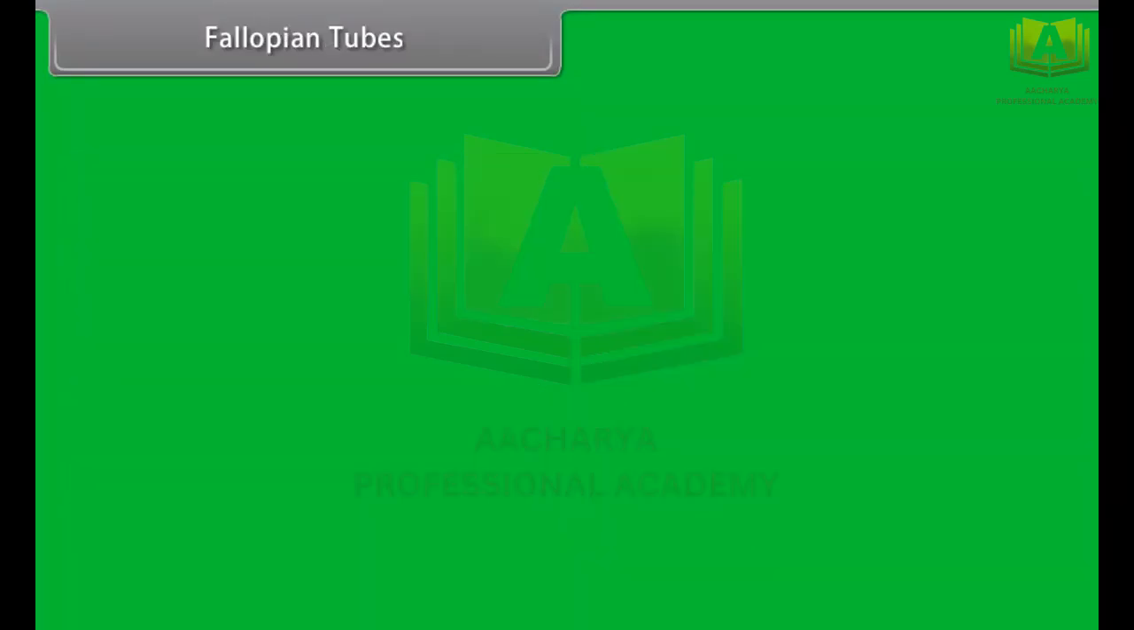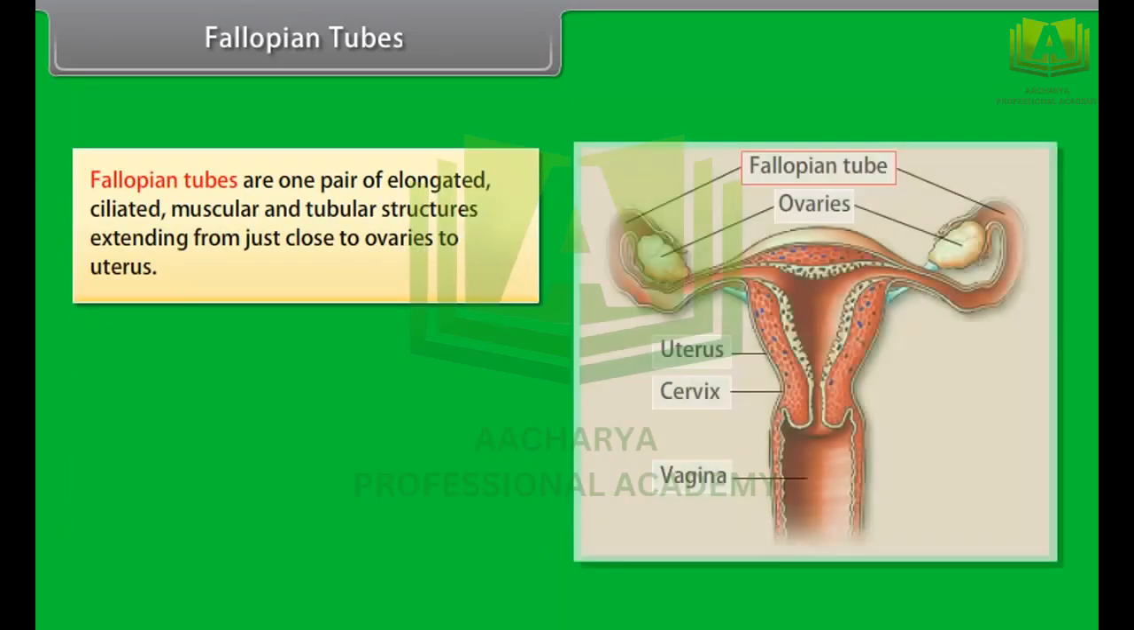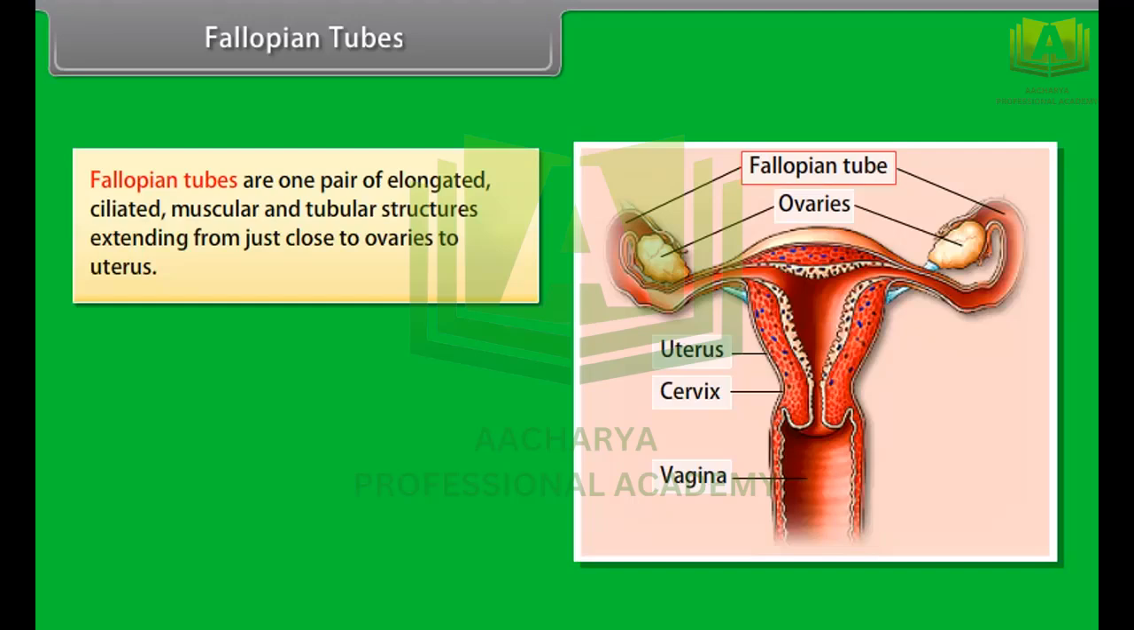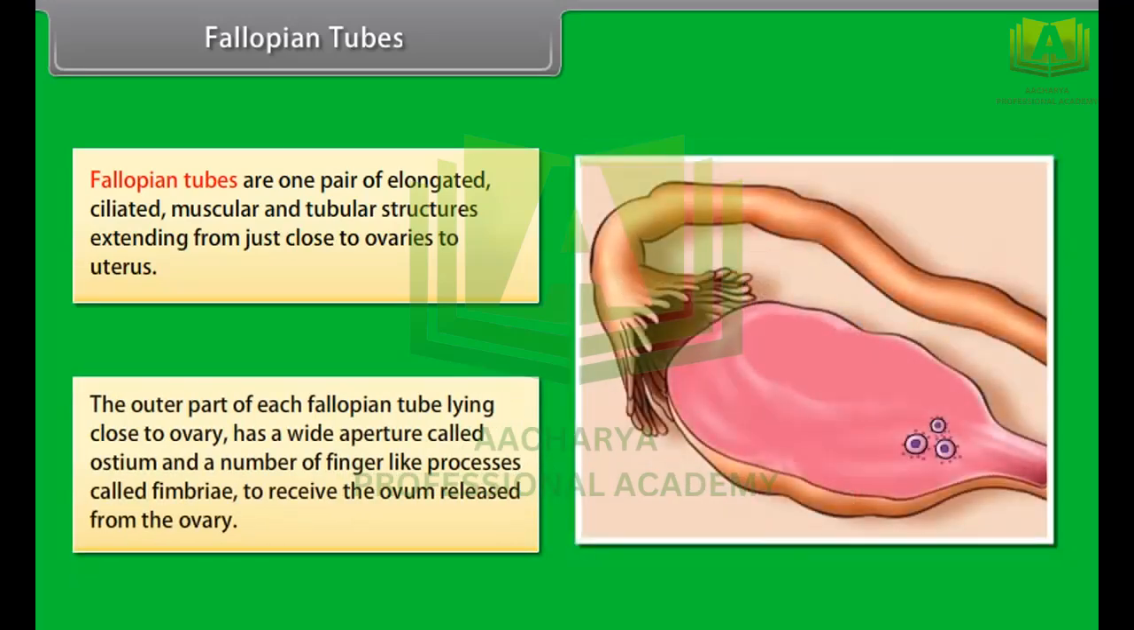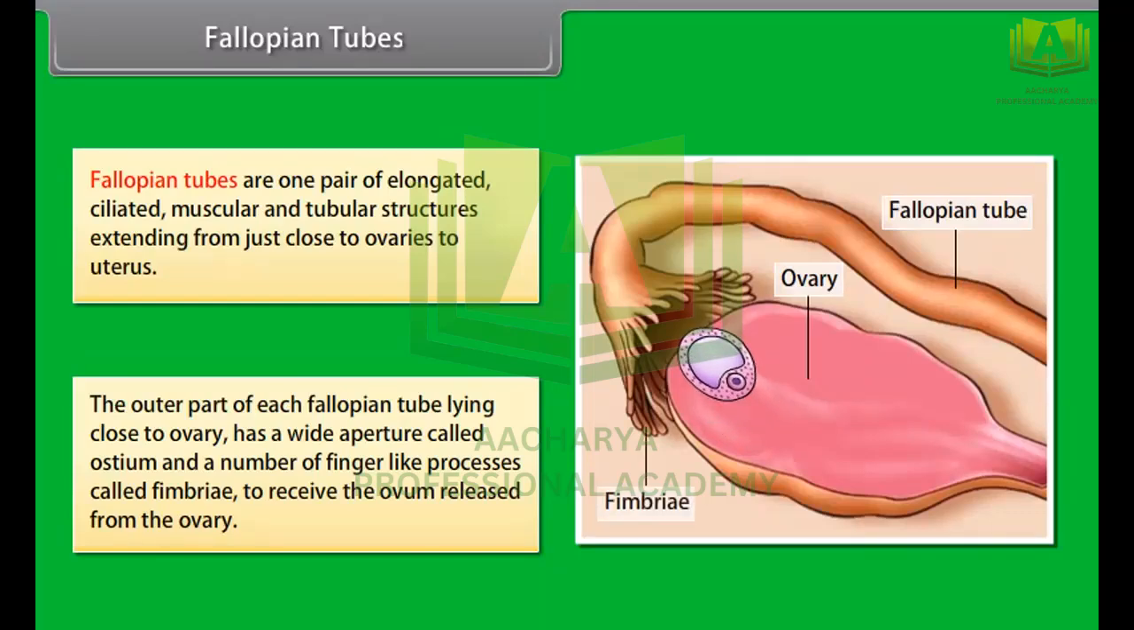Fallopian tubes. Fallopian tubes are one pair of elongated, ciliated, muscular and tubular structures extending from just close to ovaries to uterus. The outer part of each fallopian tube lying close to ovary has a wide aperture called ostium and a number of finger-like processes called fimbriae to receive the ovum released from the ovary.